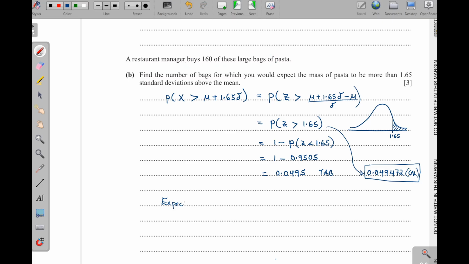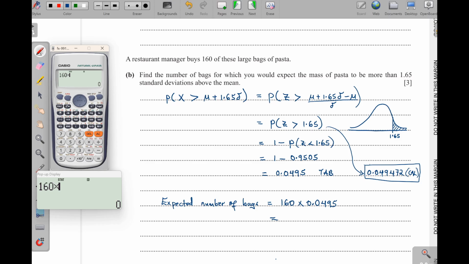So expected number of bags is going to be 160, then times the probability we have gotten, 0.0495. You can use this one, you can use this one, no problem, whichever you want. So what do we get here? 160 times 0.0495. We get 7.92.